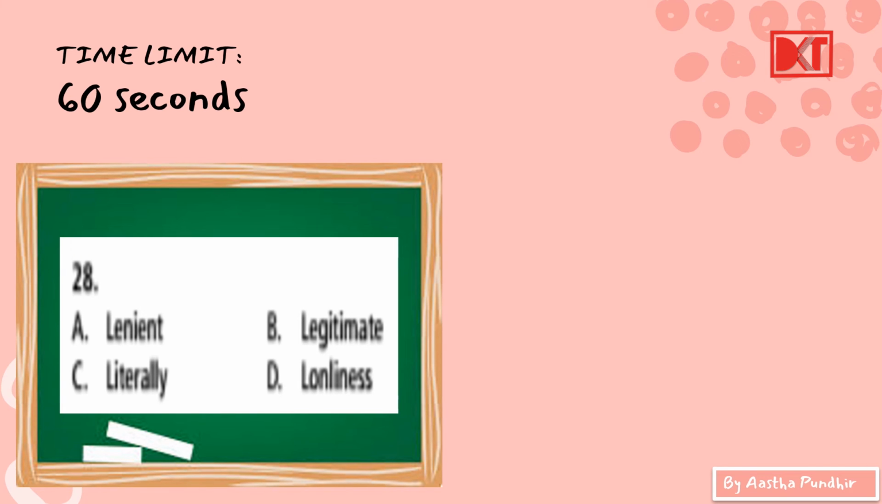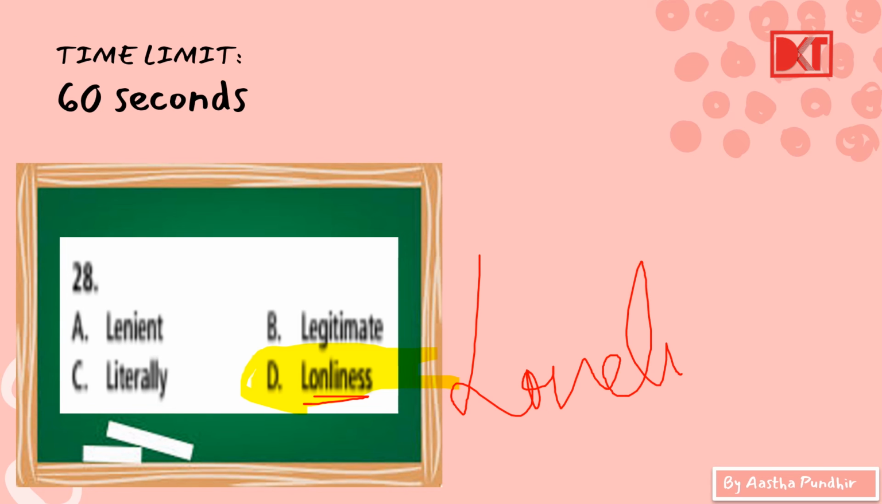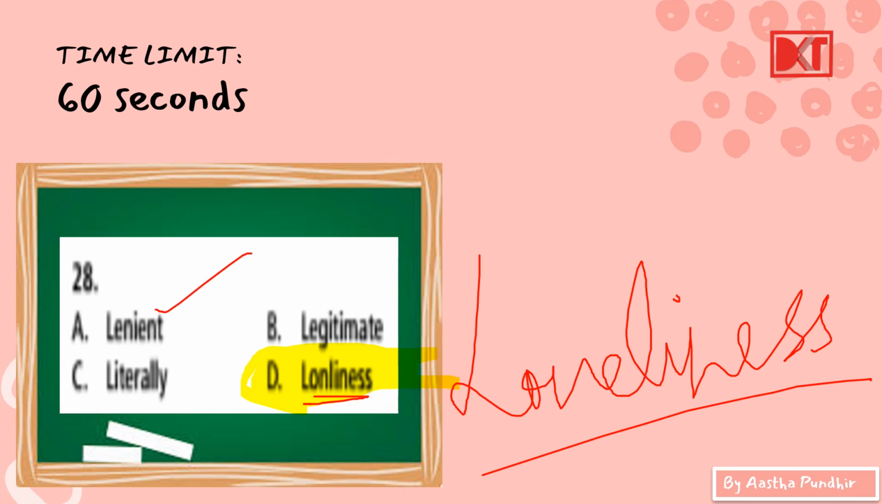And right here, lenient, legitimate. Here, the word that is incorrectly spelled is D, loneliness. Okay. Here, what they're trying to say is loneliness, and its correct spelling is L-O-N-E-L-I-N-E-S-S. Okay. Lenient, something that's very easy. Legitimate, that's legal. Literally, which is factually correct.